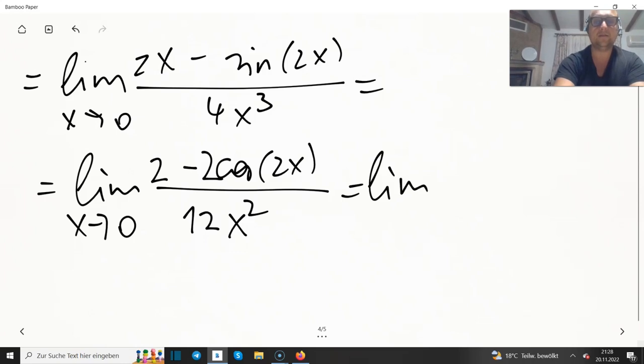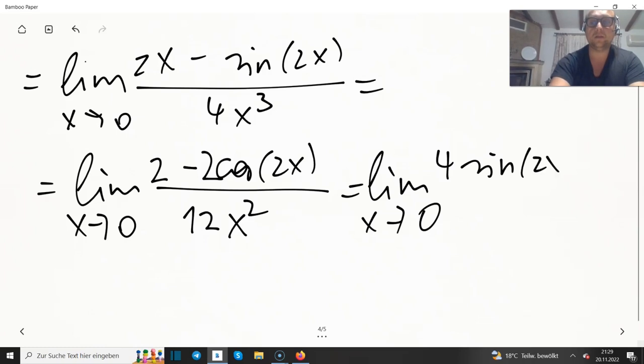Let's do it again. But you see, the computation would have become way more complicated if we wouldn't have substituted the sine squared by x squared. So it was crucial. Trust me, I know what I'm talking about. So 2 derived is 0. Cosine giving minus sine, so minus minus gives me plus, and then extra 2. So we got 4 sine of 2x here divided over, that's gonna be 24x.